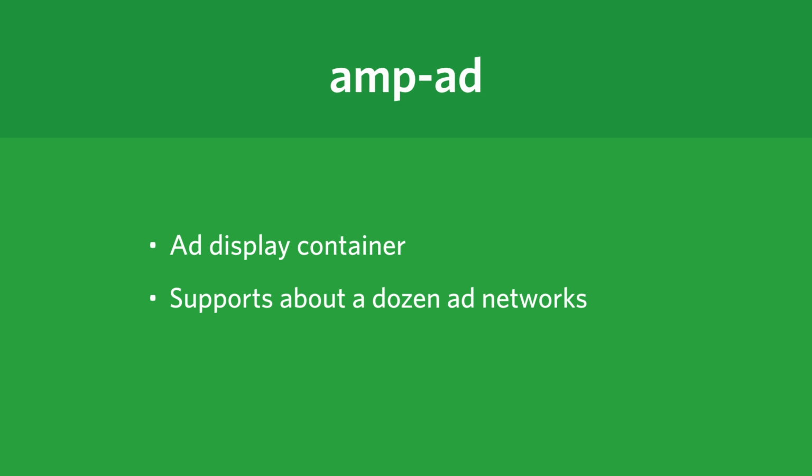There's also AMP Ad. This is an ad display container that supports about a dozen ad networks, and you can check the AMP documentation for the latest network support to see if yours is there. The ads in an AMP ad container must be served via HTTPS. And also there's AMP Pixel. AMP Pixel allows pixel tracking in your AMP pages.